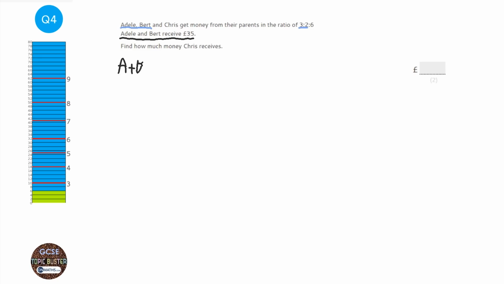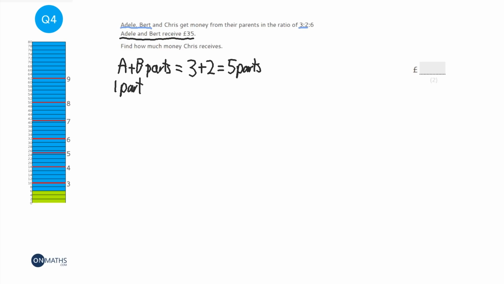So A and B parts equals 3 for Adele and 2 for Bert. So that's 5 parts in total that they get. Now it says they receive £35, so we need to work out what 1 part is worth. So to find out what 1 part is worth, we do the £35 that theirs is worth, and we divide it by 5 because they have 5 parts in that ratio. 35 divided by 5 is 7. So 1 part is worth £7.